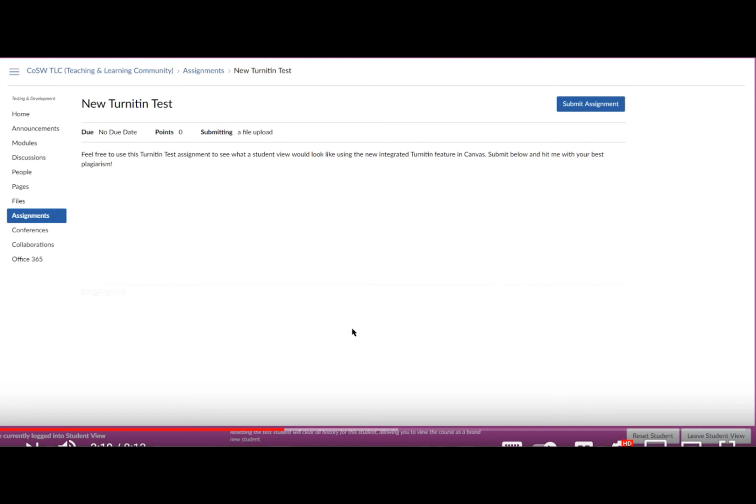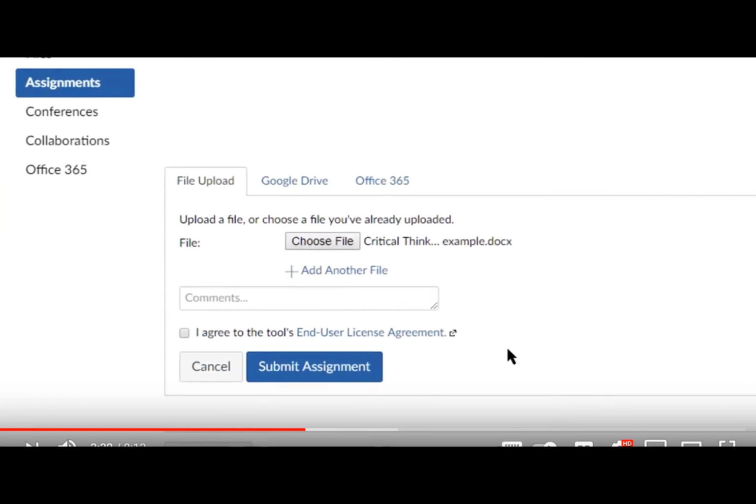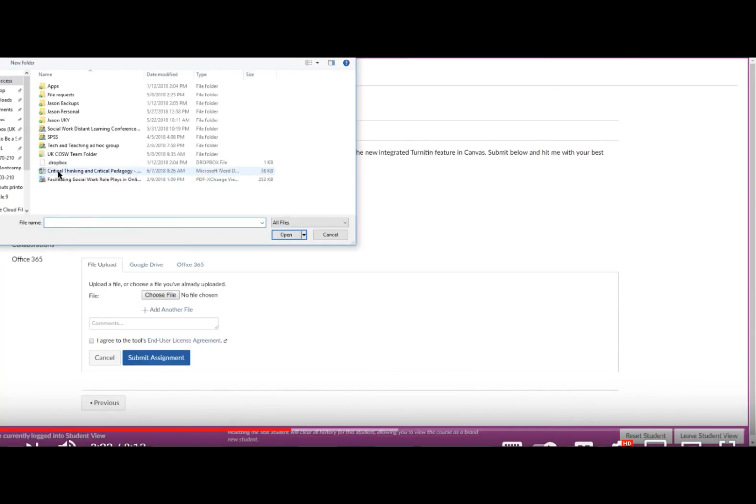In the upper right hand side, you're going to see Submit Assignment. It's the blue button. Click on that. Then you're going to see the file upload. And from the file upload, you're going to choose a file. So you click on that. And your files will open. And go ahead and select your word chart file that you have on your computer. And select that. And just say Open.